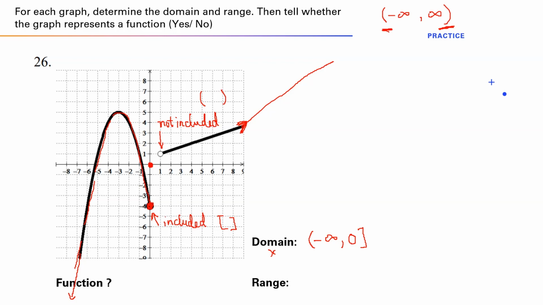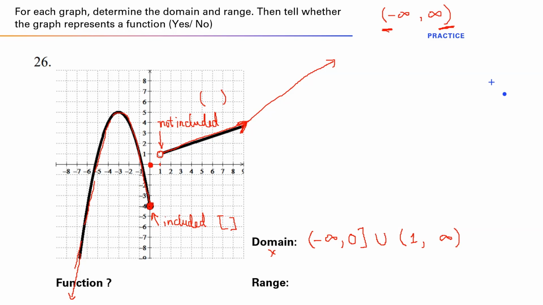Now we have two pieces, so it has to be a union. And now we start at 1 right here. X starts at 1, and it's not included, so open parenthesis 1, comma, and then it runs from 1 forever up. So that will be positive infinity, forever. You can say infinity, that's good.